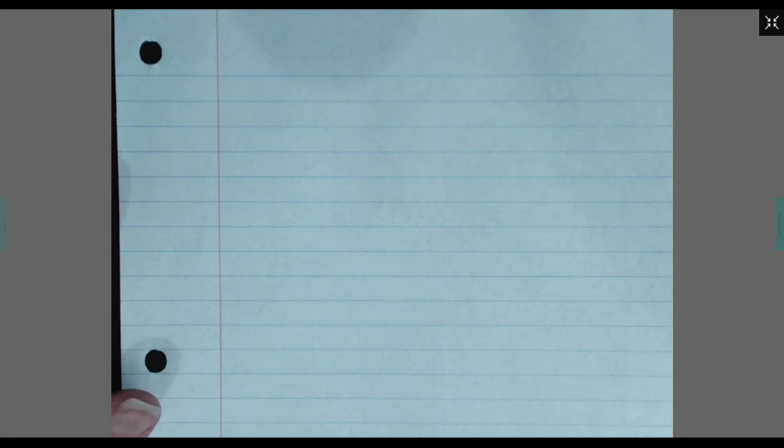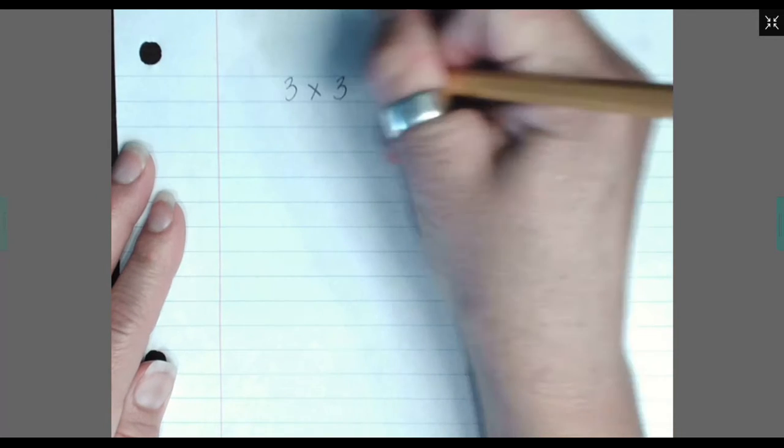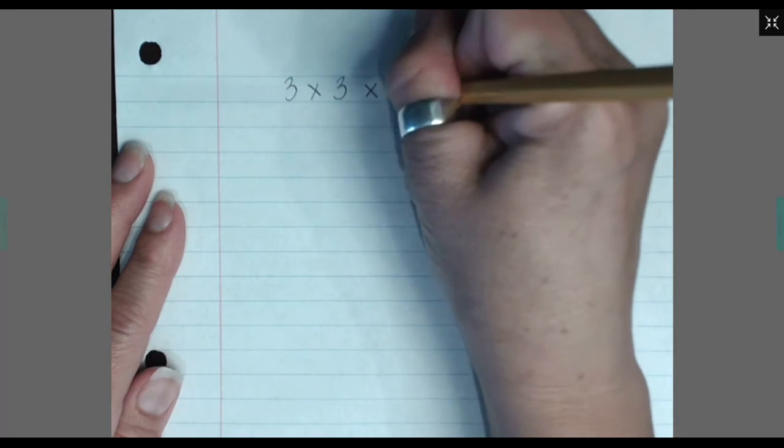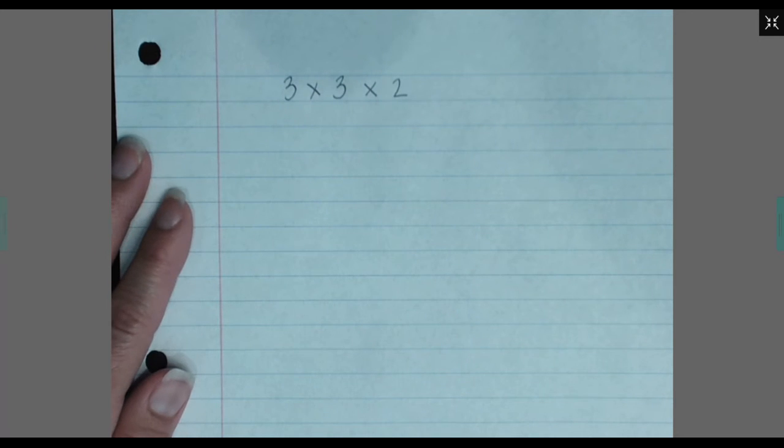Okay, so today we are going to look at multiplying three factors. Sometimes you might choose to multiply two numbers before you multiply the other number. So if we have a problem that is 3 times 3 times 2, we can actually multiply the 3 times 3 first if we wanted, or we can multiply the 3 times 2 first. It doesn't really matter what order we multiply the factors.